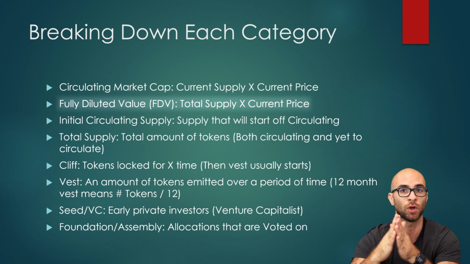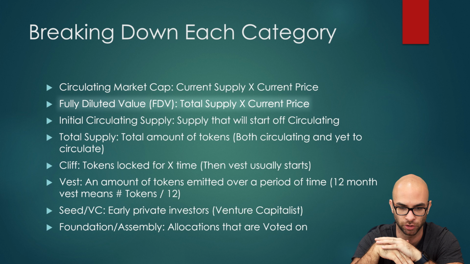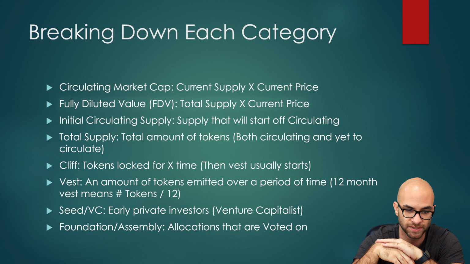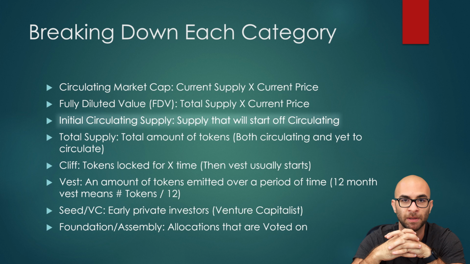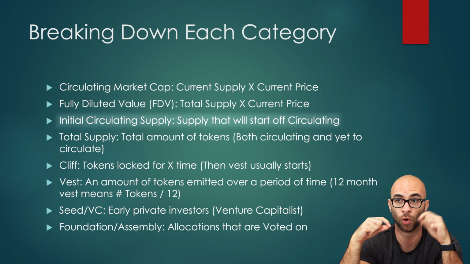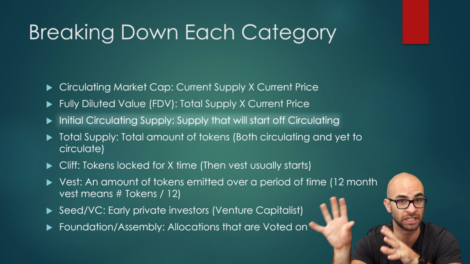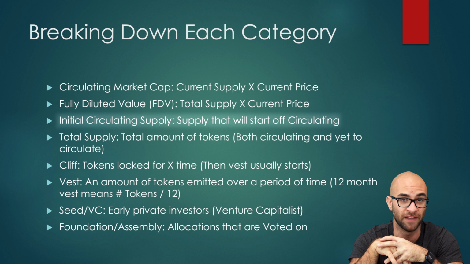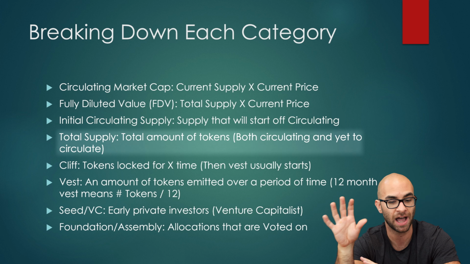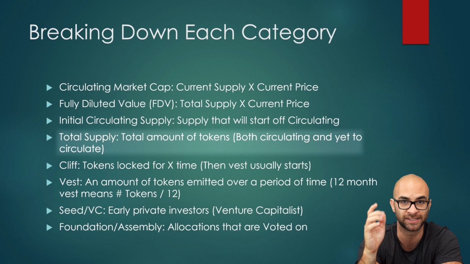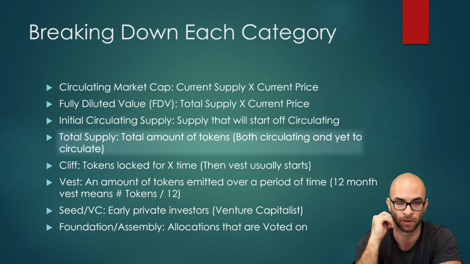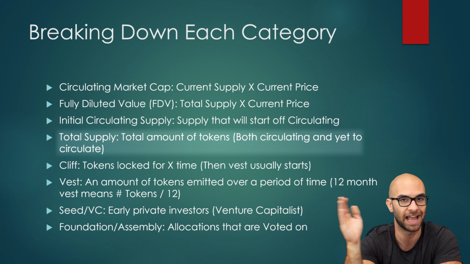FDV is when you take the total supply, even things that aren't circulating, and you multiply by current price. You then have initial circulating market cap. That's how much of the supply is going to be released on their TGE, which is their token generation event. This is how many tokens are going to be circulating day one. And total supply is the total amount of tokens that will exist for this specific project. And a lot of times you can't actually change it.